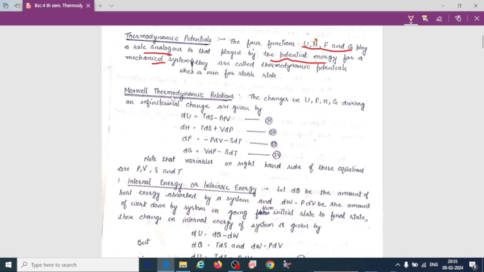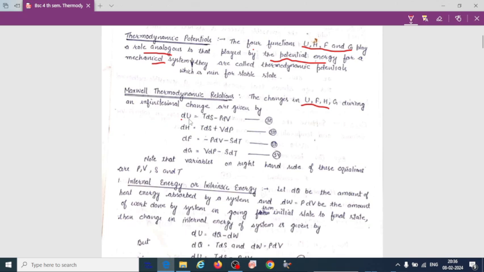Once we understand these four functions, the four potentials, then we can derive Maxwell's thermodynamic relations. The changes in internal energy, Helmholtz free energy, enthalpy and Gibbs free energy during an infinitesimal change are given by these equations. These are the changes in these four functions.